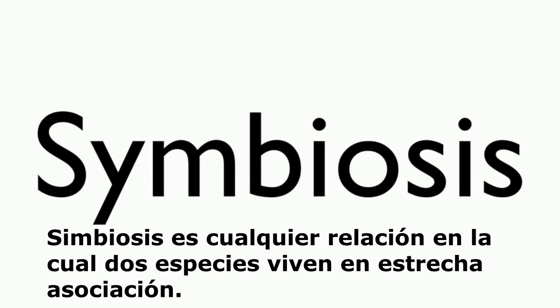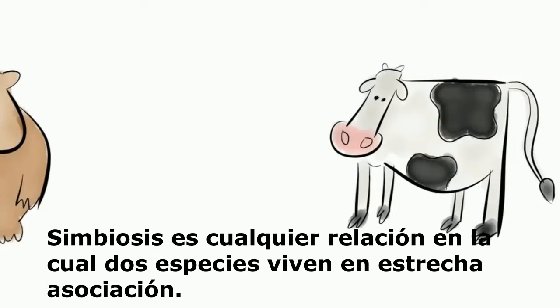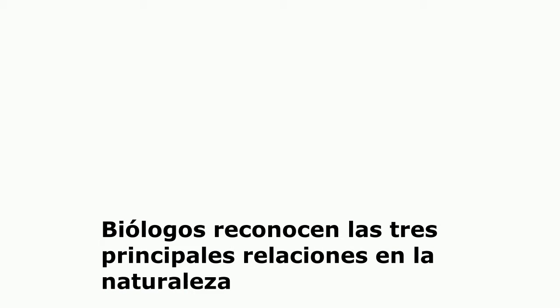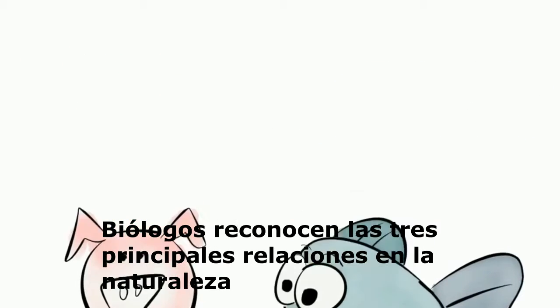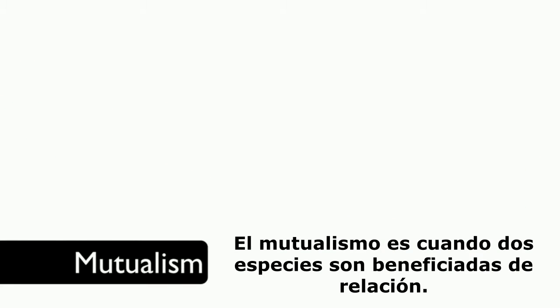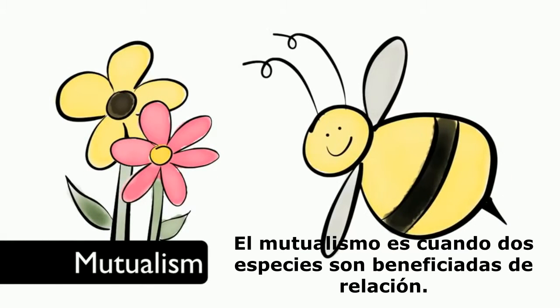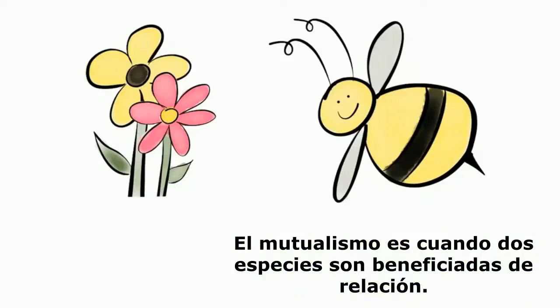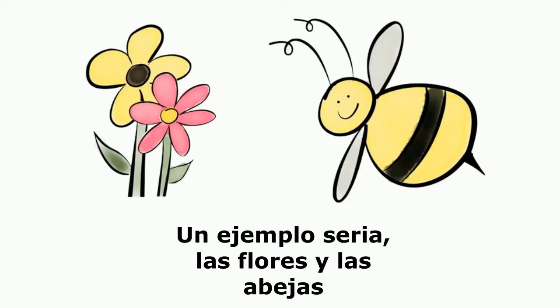Symbiosis is any relationship between two species that live closely together. Biologists recognize three main classes of symbiotic relationships in nature. The first one is mutualism. It is when both species benefit from the relationship. One example is bees and flowers.